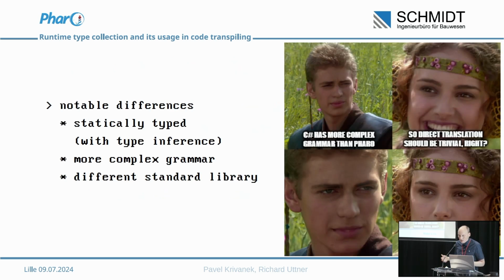But on the other hand, it has some notable differences, like it's of course a statically typed language with some inference. And it has much more complex grammar. You would say that because Smalltalk has assignments, message sends, and that's mostly all, it should be quite straightforward to convert from Pharo to C#, but it's quite a naive assumption. And of course, there are differences in the standard library.